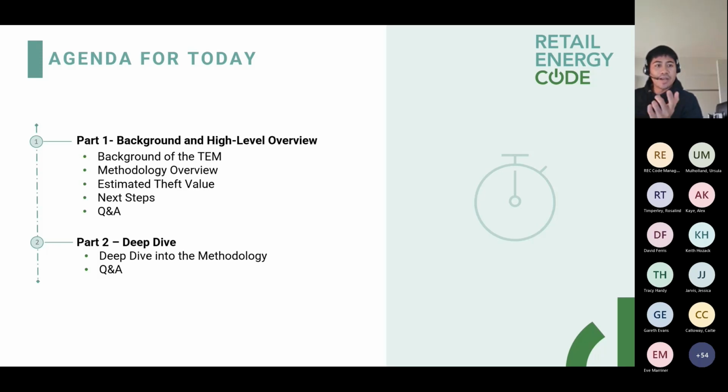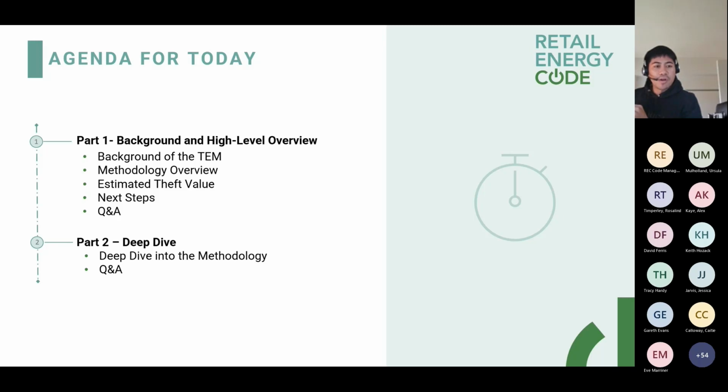For the agenda, as we can see on the slide here, part one is going to give a background and a high-level overview of the theft estimation methodology, really covering the fundamental principles of how it was developed, from data gathering all the way to hypothesis testing, before showing the estimated theft value that we have derived. This section is going to close off with next steps from the point of view of RECO and the Q&A.